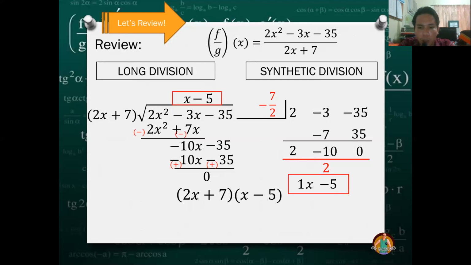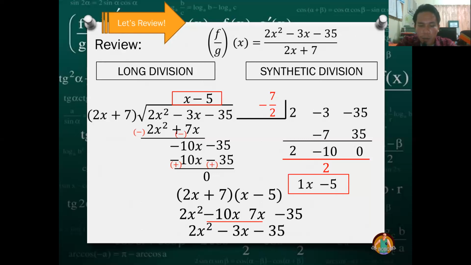So how do we check again? Of course, FOIL method of our quotient and our divisor. So 2x times x will give us 2x squared. 2x times negative 5 will give us negative 10x. 7 times x will give us 7x. And 7 times negative 5 will give us negative 35. So combining like terms, negative 10x and 7x will give us negative 3x. So 2x squared minus 3x minus 35 will be our final answer.